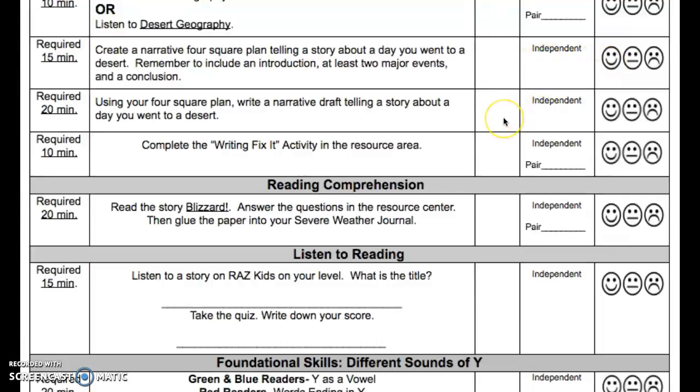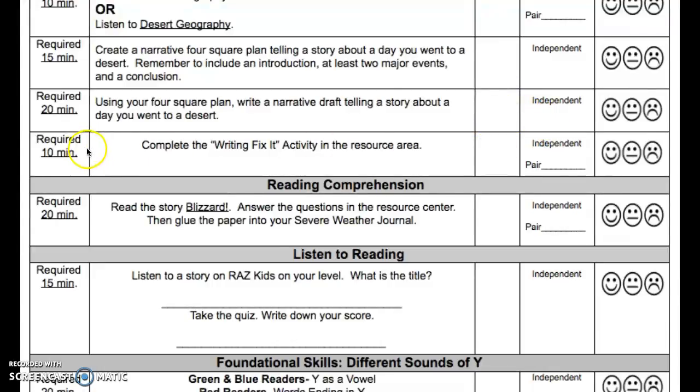Reflect when you're finished. When you're done with your Foursquare, required for 20 minutes, it says, using your Foursquare plan, write a narrative draft telling a story about your day you went to the desert. This is independent. Reflect when you're done.